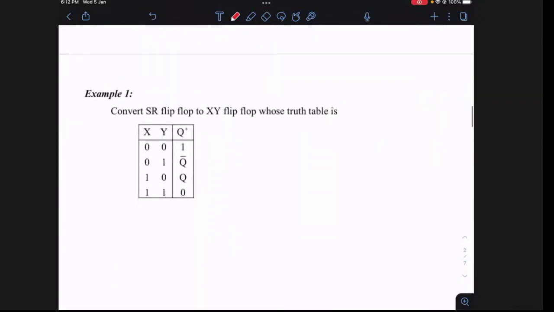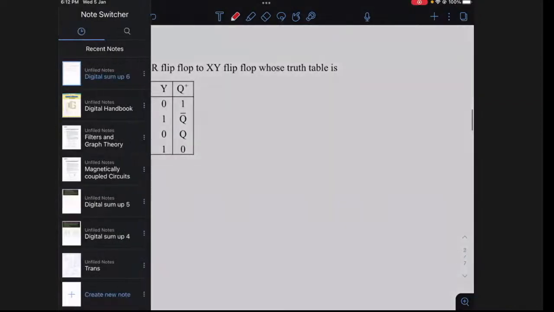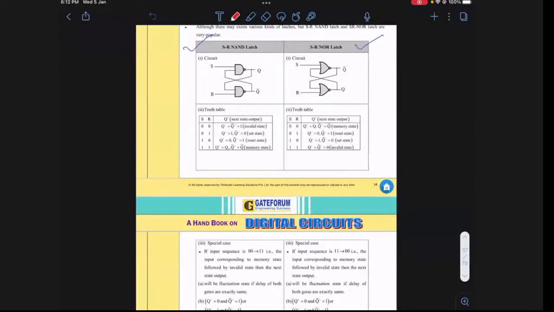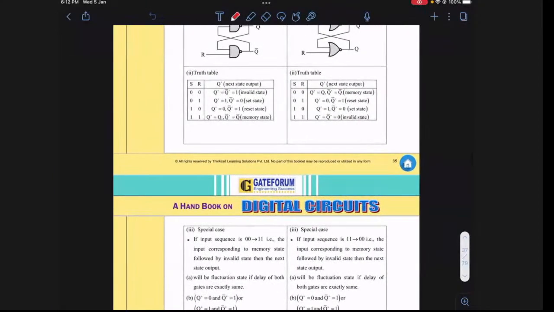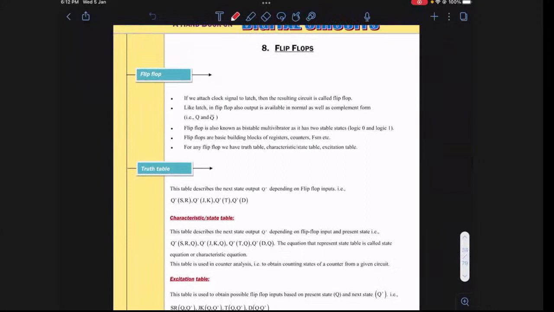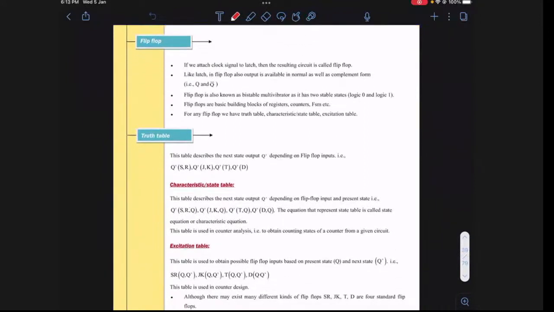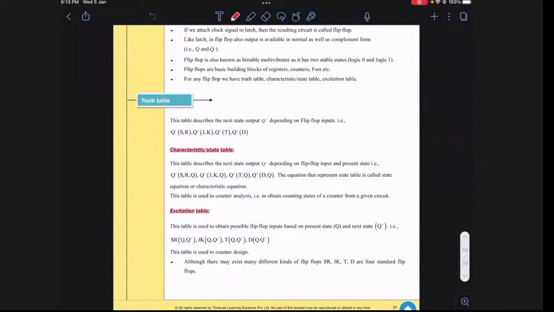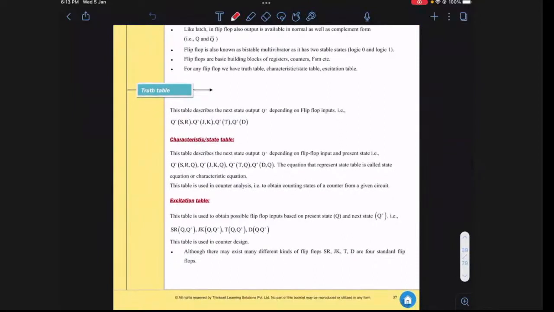Next we'll be switching to the flip-flop topic. In the flip-flop, we attach some kind of clock signal to the latch, so the corresponding circuit is the flip-flop. We have basically 4 kinds of standard flip-flop, namely SR, JK, T, and D. Although there can be any number of different flip-flops possible, in general we have 4 kinds of standard flip-flop.